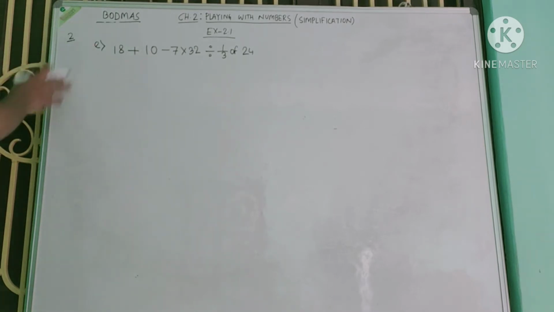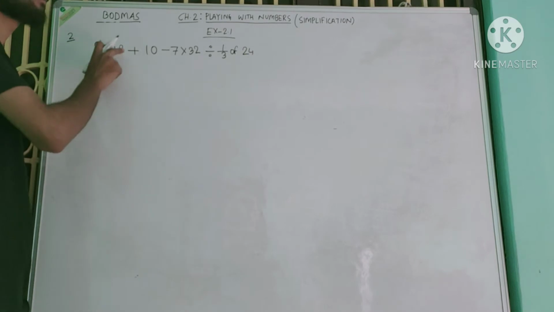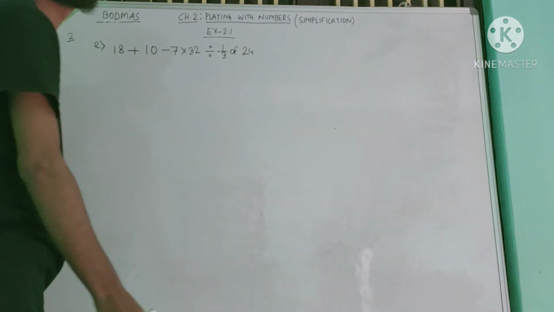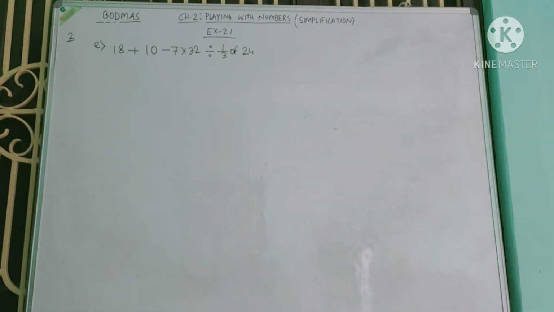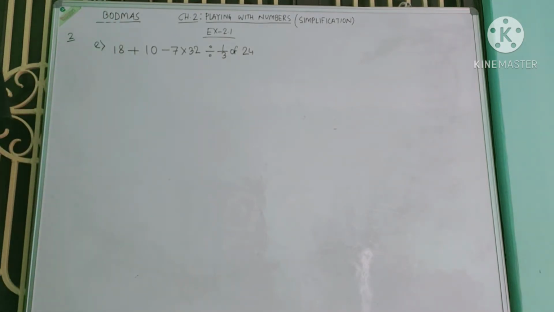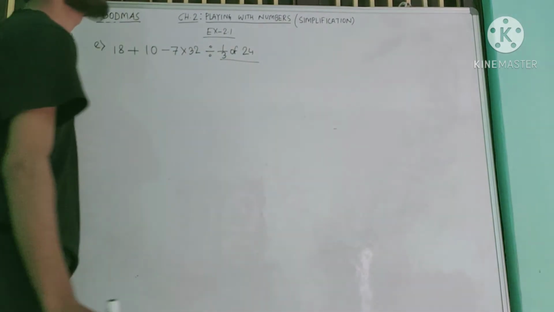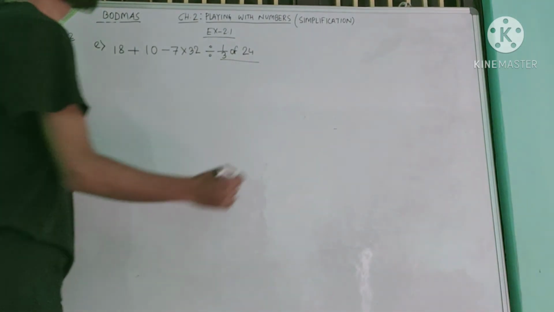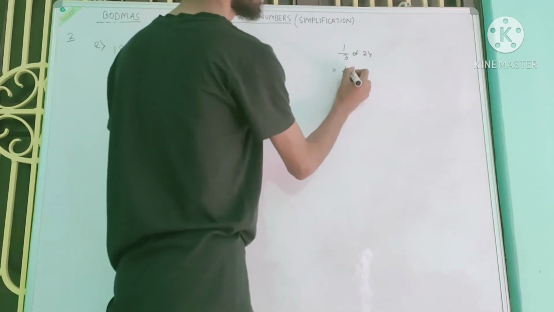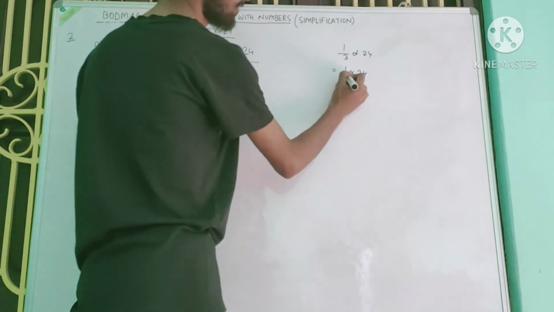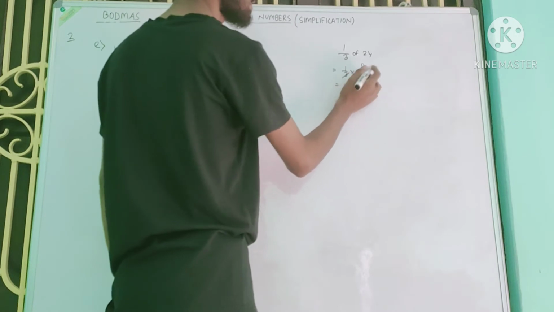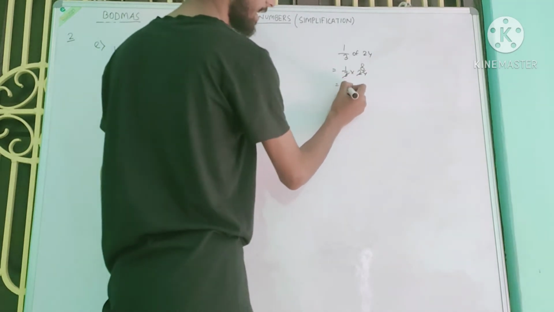Now we will do question number E. Question number E says 18 plus 10 minus 7 into 32 divided by 1 by 3 of 24. Now here we cannot see any bracket, so we'll move to O. O for of, there is one of, which is 1 by 3 of 24. So we'll find out 1 by 3 of 24, which means 1 by 3 into 24. 3 can go with 24, which is 8, because 3 8s are 24. So 8 into 1 is 8.